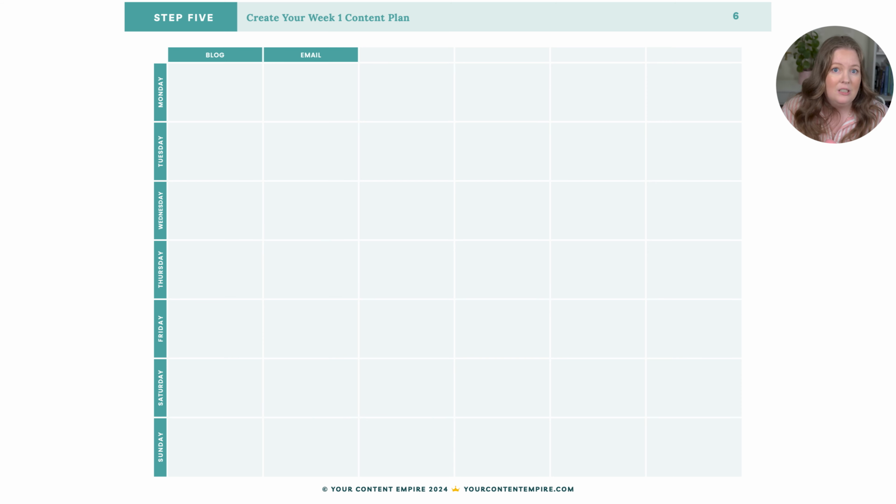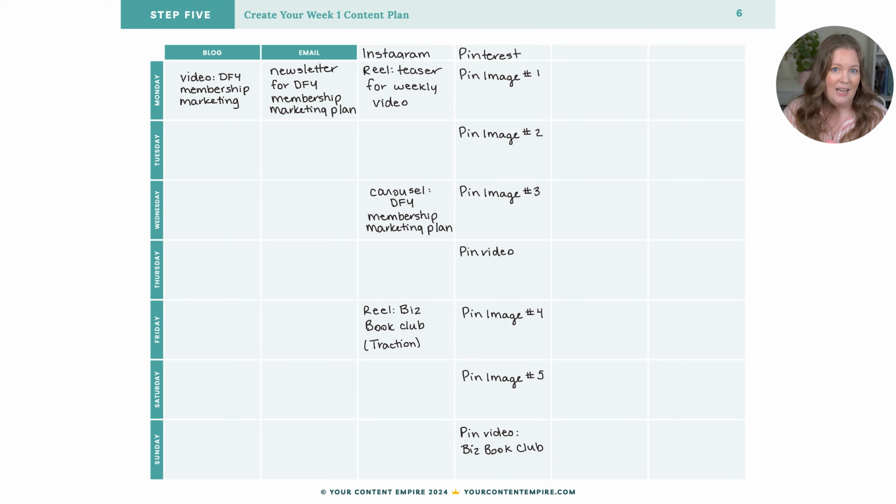Alternatively, you can build this step into the project management tool of your choice. Mine is the Airtable Content Hub, which you can find a link for down below if you want to steal my setup for yourself. Here's how to fill it out. Start by adding your platforms to the top row, and then for each day of the week, jot down what's getting published on that platform.